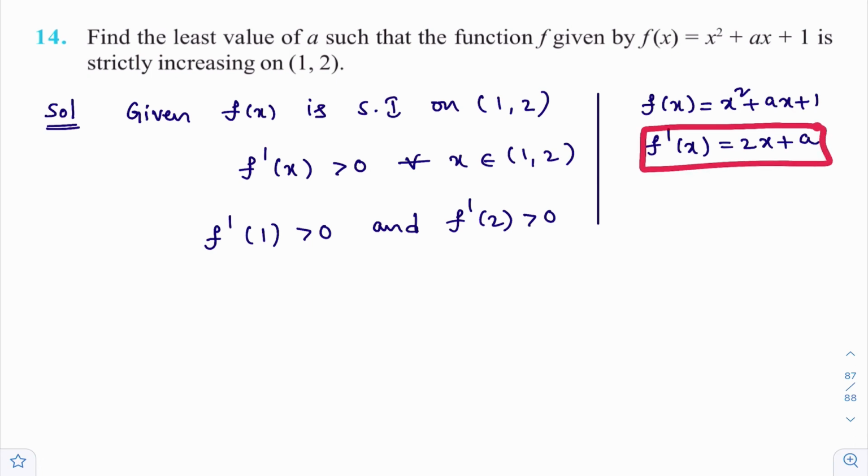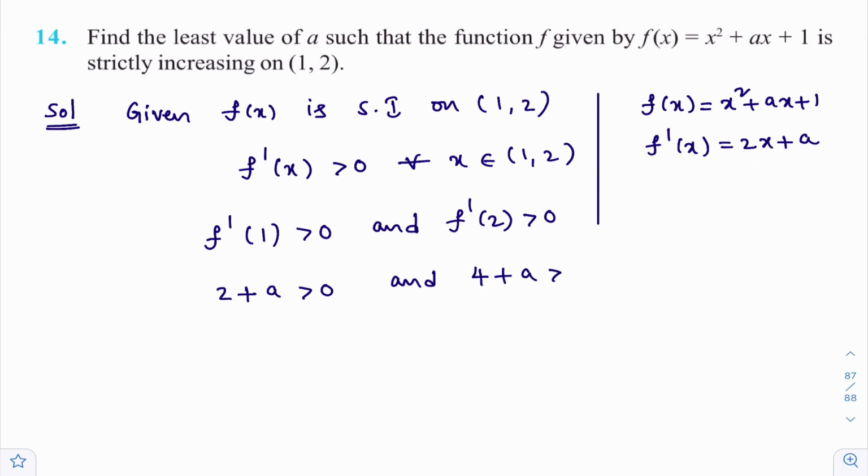From this we can write f dash of 1. What is f dash of 1? In place of x you write 1. F dash of 1 is 2 into 1 plus a, that is 2 plus a. So f dash of 1 is 2 plus a greater than 0. And for f dash of 2, in place of x you write 2, then you will get f dash of 2. F dash of 2 is 4 plus a. 4 plus a is greater than 0.